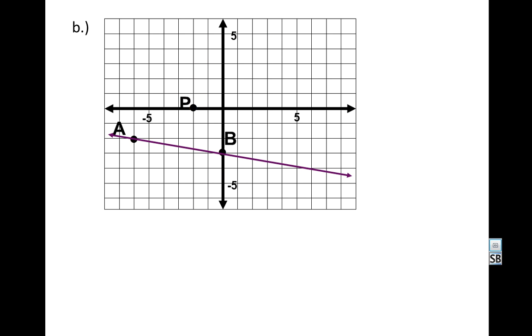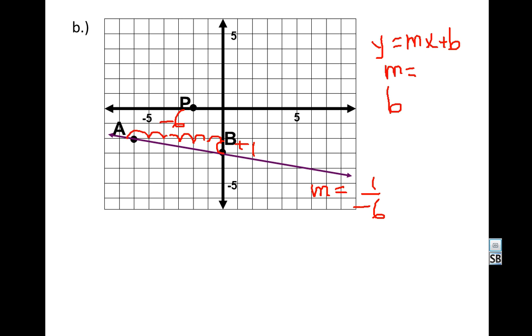You can try one on your own. Press pause. Again, the equation of my line has to be perpendicular to the line that's given. So I need the slope of this line first, which happens to be a rise of 1, and then a run of -6. Slope is 1 over -6. So the slope of my line has to be the opposite reciprocal of that slope, which happens to be +6.